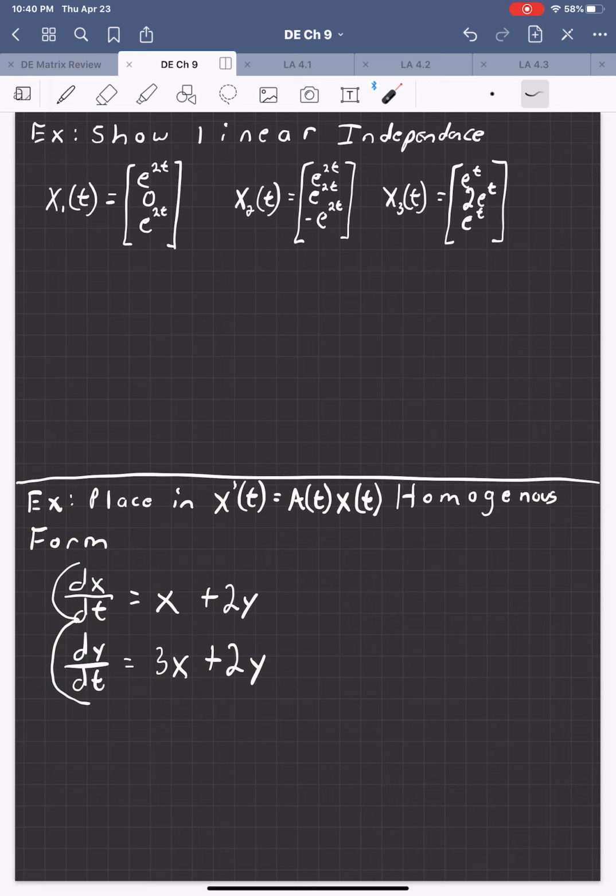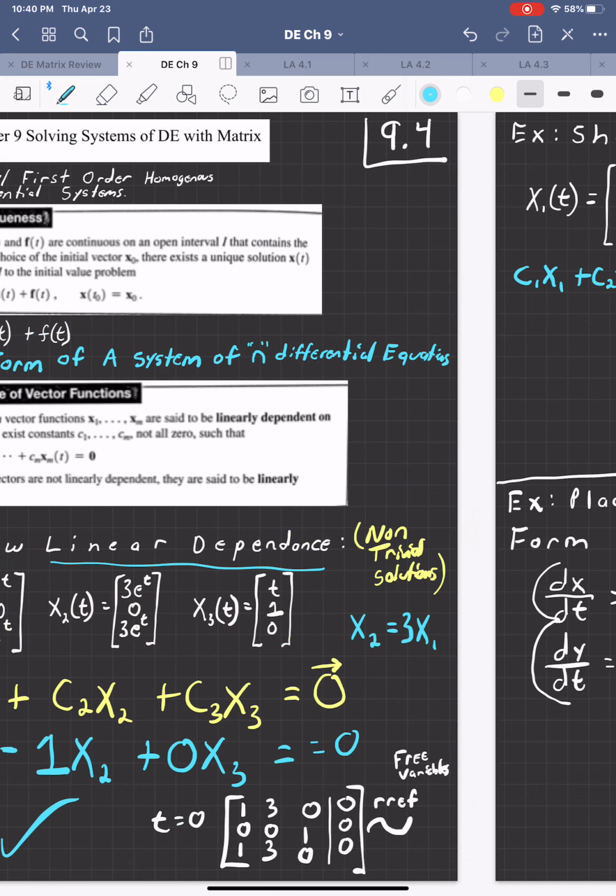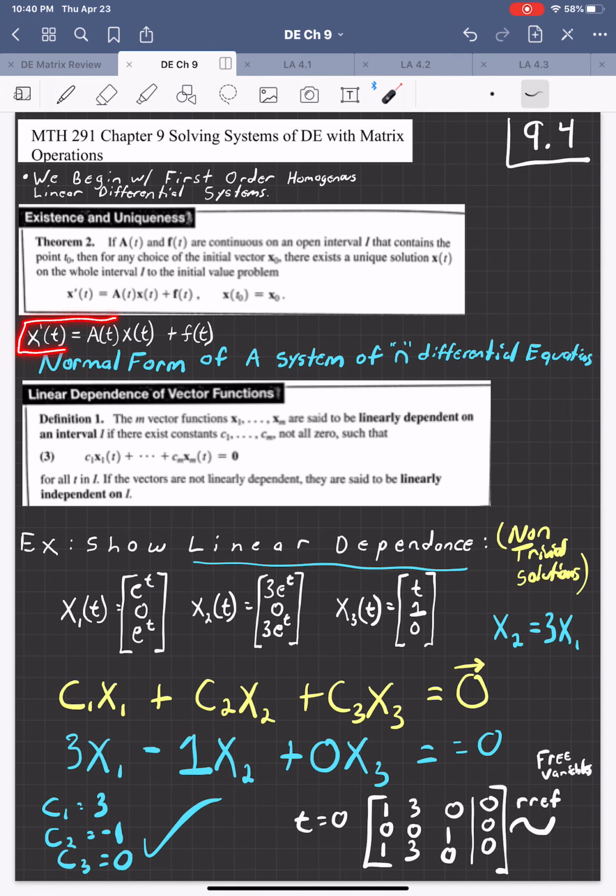Now we'll do something very similar, except now we want to show linear independence. In this case, again, let's write c sub 1 x sub 1 plus c sub 2 x sub 2 plus c sub 3 x sub 3 equals 0, because we're dealing with the homogeneous form right now. Just to make sure you understand, going back to the normal form, we're going to let f of t equal 0, so we can just deal with the homogeneous form of these differential equations.